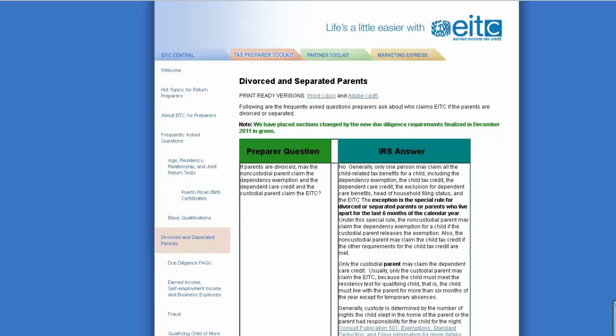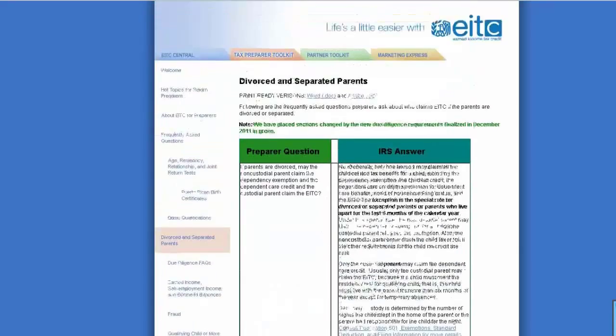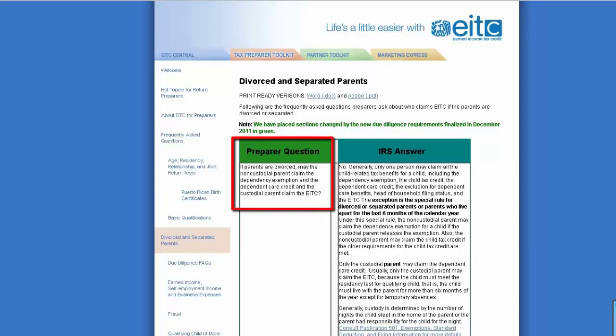When you land on it, there's a series of questions and what the IRS has to say about it. So even this page in and of itself can be a useful tool. If you've got a client in front of you and they have a question, they've got a marital status situation where you do have divorced or separated parents, and they want to know how the IRS would react to a particular position. So let's take a look at this one. The question: if the parents are divorced, may the non-custodial parent claim the dependency exemption and the dependent care credit and the custodial parent claim the earned income tax credit? And the answer is no.